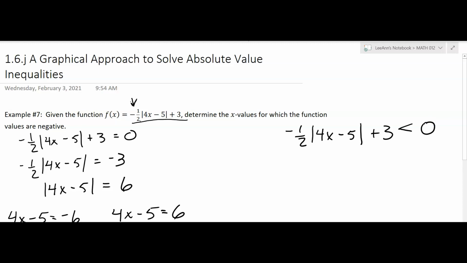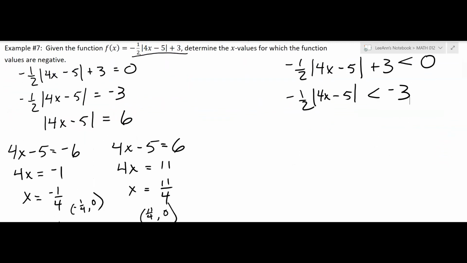Okay, so now it looks like a less than, but watch what happens. You have a -1/2. You've got to isolate the absolute value part. There's no switching of the sign there because all we did was subtract 3 from both sides. Okay, now we're going to multiply both sides by -2. So I'm multiplying over here by -2, and I'm multiplying over here by -2. I didn't write that out before, but you're going to get absolute value of 4x minus 5 is greater than 6. Because you multiplied by a negative number, you've got to switch the inequality the other way.